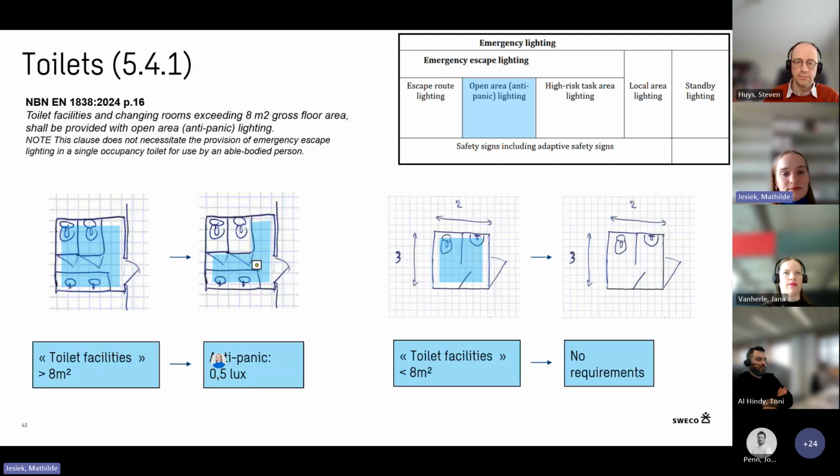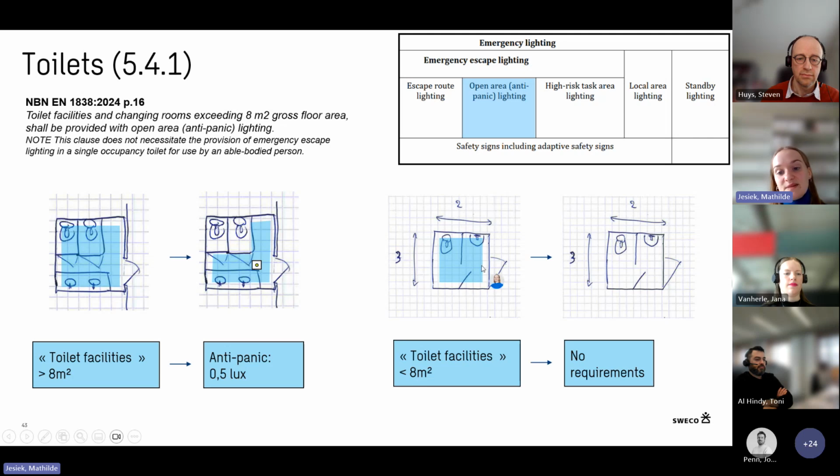Then, because the norm says a lot about toilets, etc., we'll maybe see some quick examples. So here, for example, we have a toilet. Toilet facilities that are larger than 8 square meter, we will design with anti-panic half a lux. So these little cells are smaller than 8 square meters, so you don't need to place a fixture there. In this zone, you place an anti-panic fixture, so you have half a lux in the whole zone.